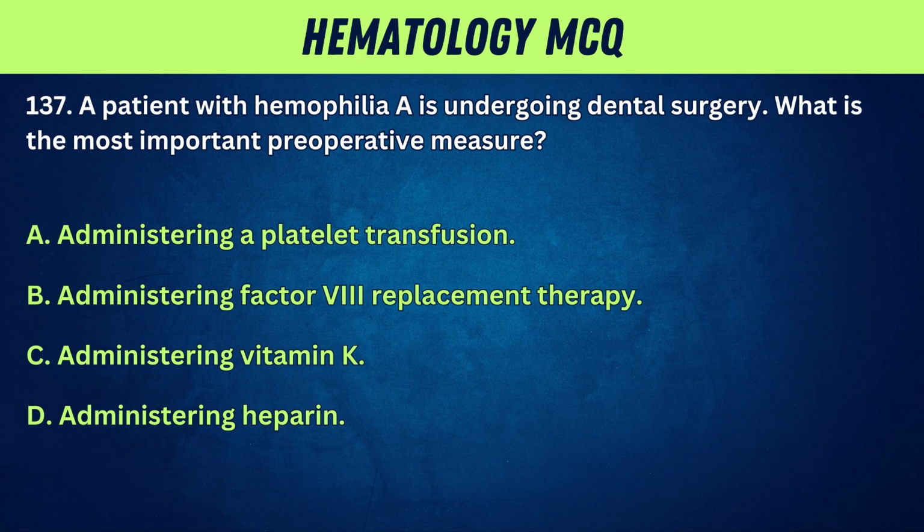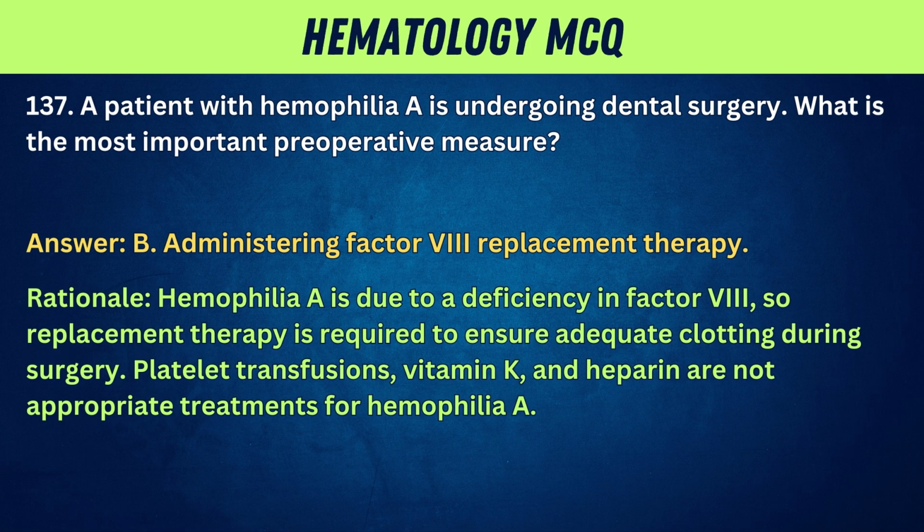137. A patient with hemophilia A is undergoing dental surgery. What is the most important preoperative measure? A. Administering a platelet transfusion. B. Administering factor VIII replacement therapy. C. Administering vitamin K. D. Administering heparin. Answer: B. Administering factor VIII replacement therapy. Rationale: hemophilia A is due to a deficiency in factor VIII, so replacement therapy is required to ensure adequate clotting during surgery. Platelet transfusions, vitamin K, and heparin are not appropriate treatments for hemophilia A.